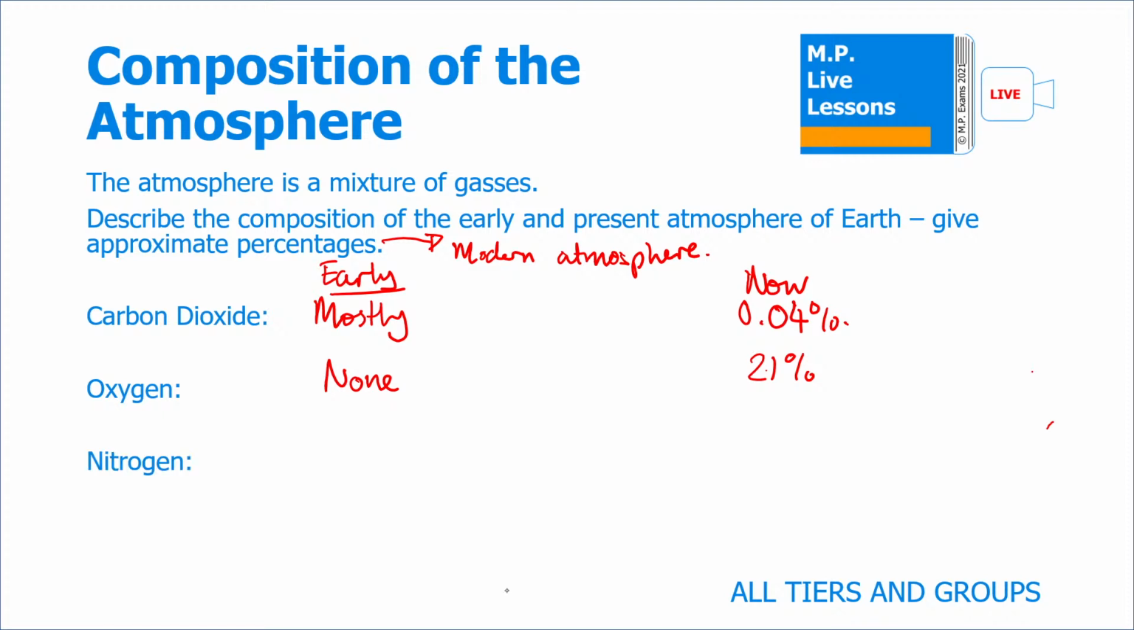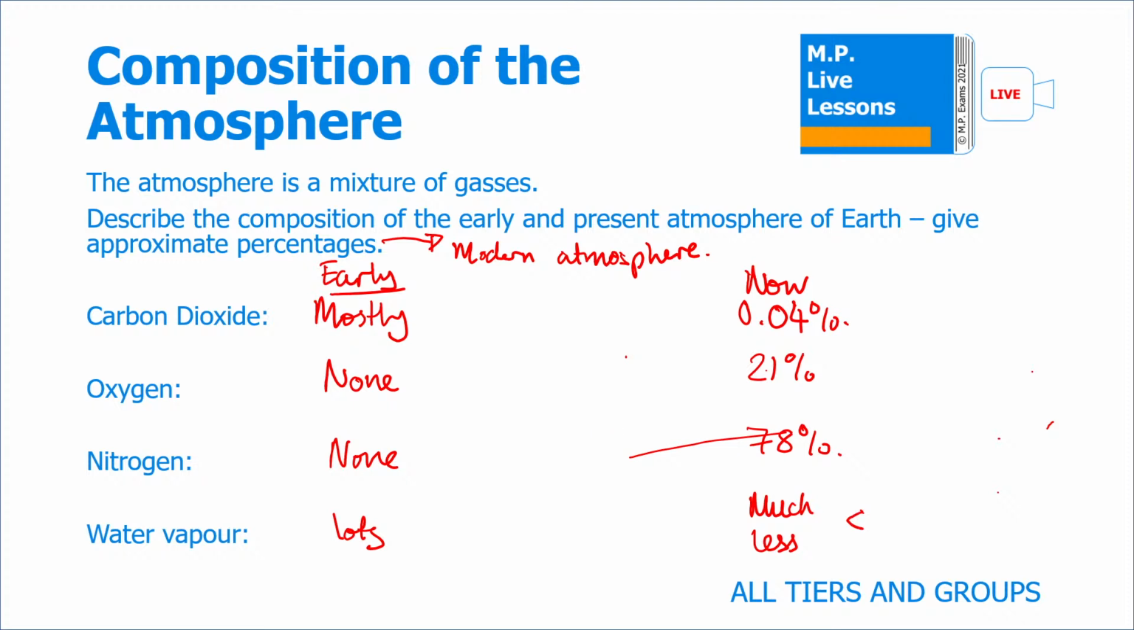Another gas you need to know about is nitrogen. Again, there wasn't much nitrogen in the early atmosphere, but now it makes up most of the atmosphere, 78% of it. Whereas water vapor, there was lots of it in the early atmosphere, but much less now, like less than 0.1%, something like that. There's very little water vapor.